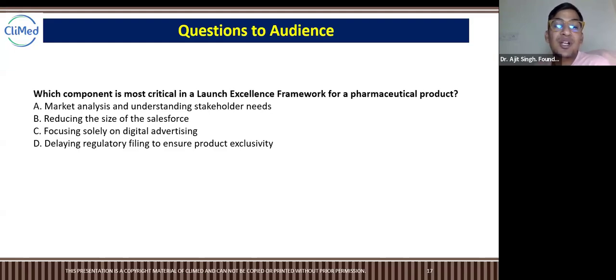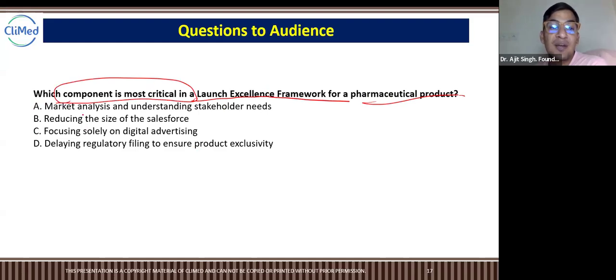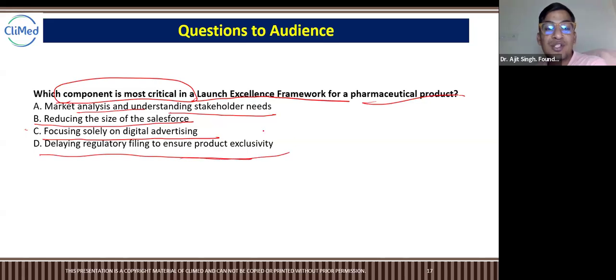Which component is most critical in a launch excellence framework for a pharmaceutical product? Which component is most critical? Guys, you have to tell me this. A: market analysis and understanding the stakeholder needs; B: reducing the size of the sales force; C: focusing solely on digital advertising; D: delaying regulatory filing to ensure product exclusivity.